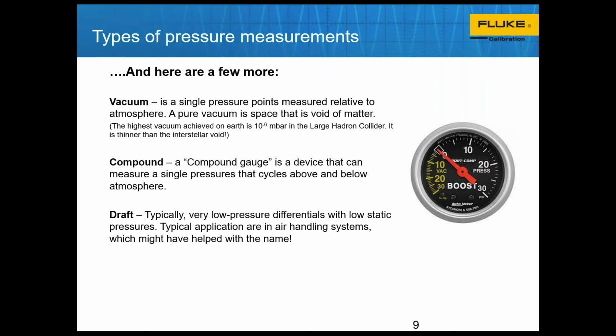A compound gauge is a gauge that can measure both above and below an atmosphere. So this particular gauge is pointing at 0.